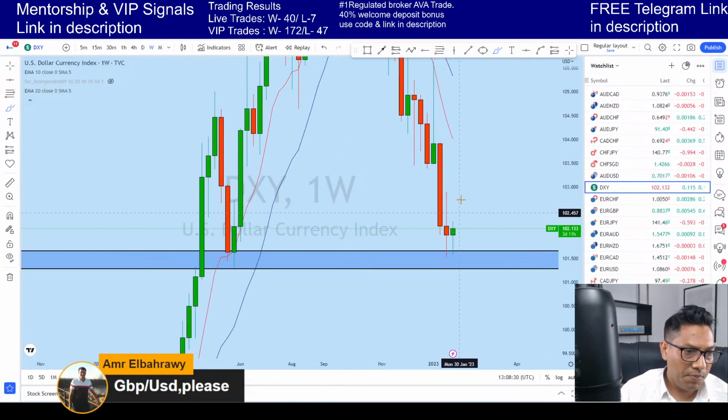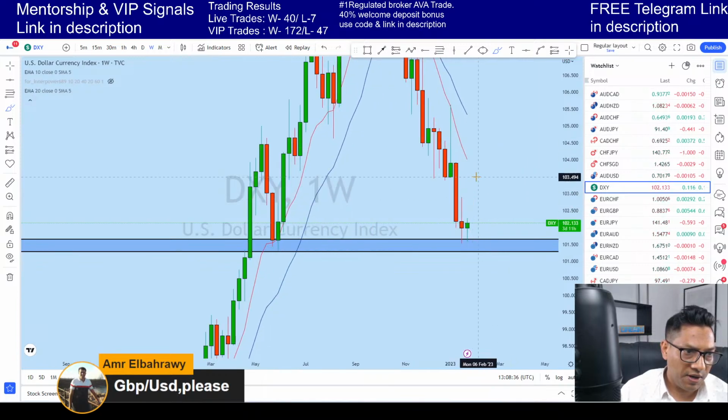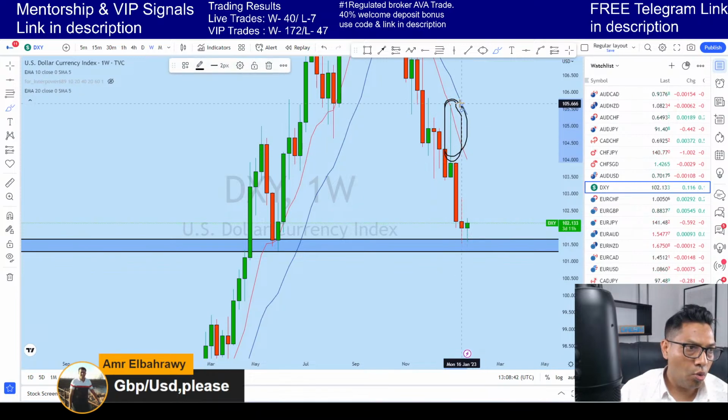Okay, so with that in mind, if you look at the weekly on DXY, there is a bounce here, and I think this price will continue to go up for the short term at least. In that case we might see the price testing this long wick candle here. This is a very long wick candle on DXY, and with that long wick candle we can expect DXY to test this level.